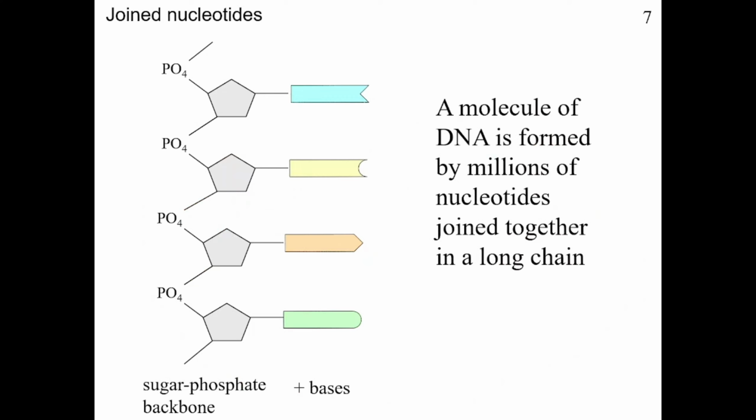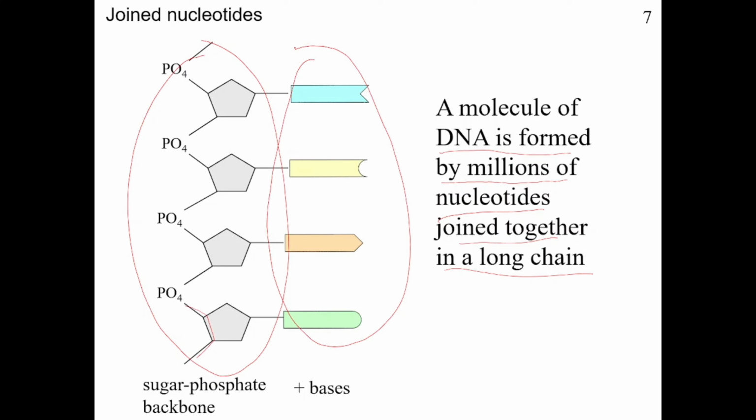Then nucleotides are joined and a molecule of DNA is formed by millions of nucleotides joined together into a long chain. How are they joined? A sugar phosphate backbone. This will be the backbone and this will be the bases. The bases will get attached to another, since we know that DNA is a two-stranded molecule. So this is all about one strand and another strand will combine with the bases.